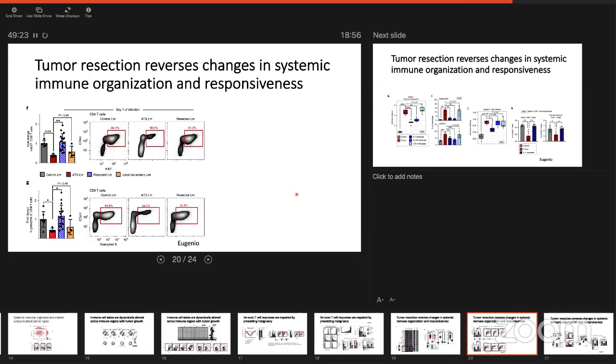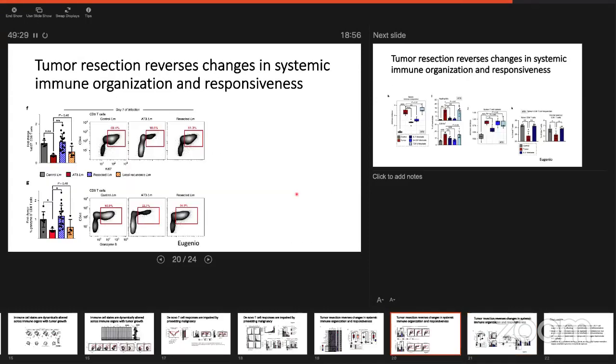And I think in G, we're now looking at the Granzyme expression. So somehow it's rescued here. The effector function of T cells after taking out the tumor is somehow restored to a basal level, which indicates that the microenvironment is affecting the immune response, at least in the case of CD8 T cells.